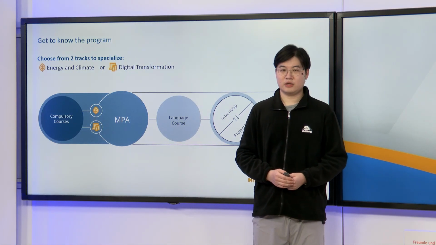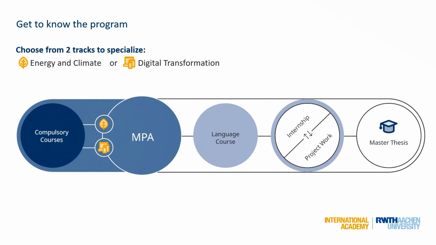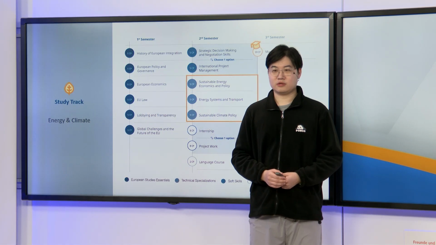And next, I would like to talk about the structure of the program. In this MPA European Studies program, in the first semester, you need to study your compulsory courses, and in the second semester, you need to choose your track and then begin your study of your track. And after that, you need to do your internship or project work. Besides that, you need to take your language courses, which is also very interesting. And finally, you need to do your master's thesis and finish your study.